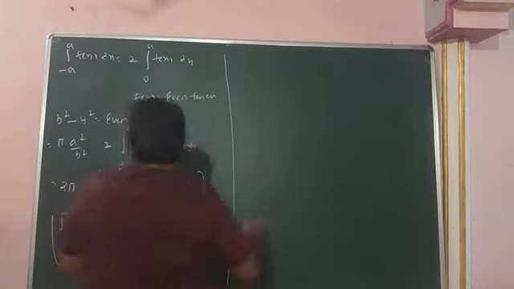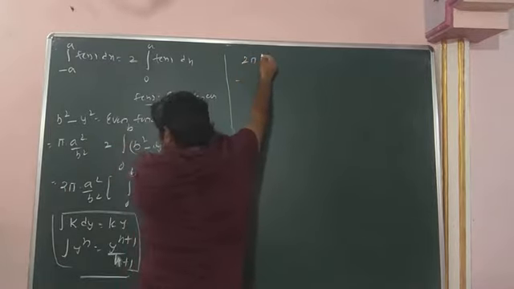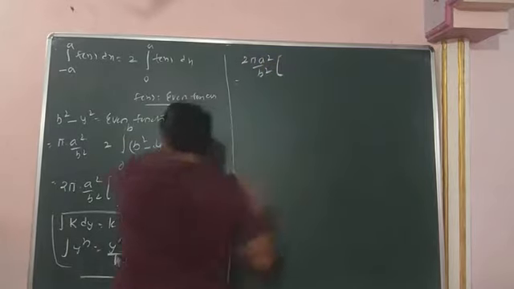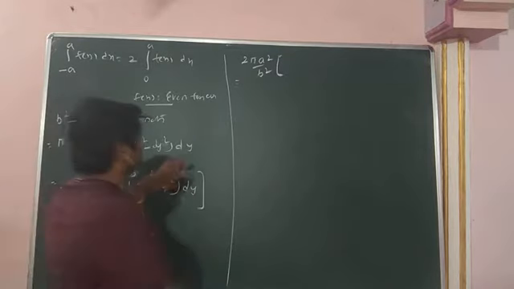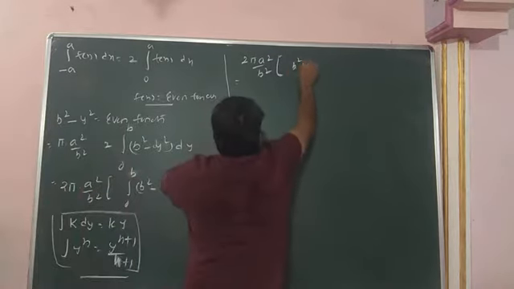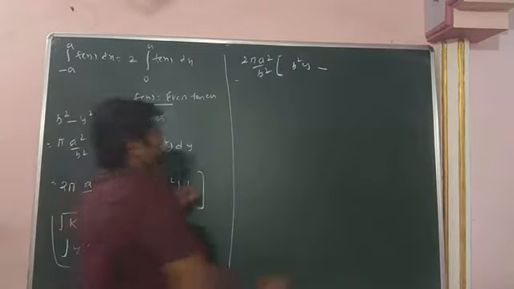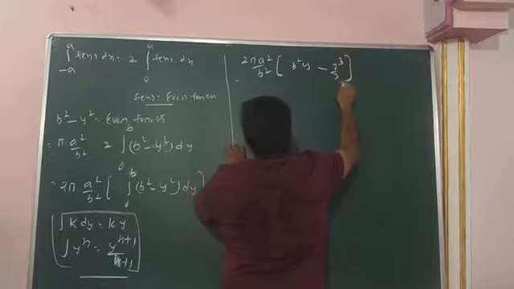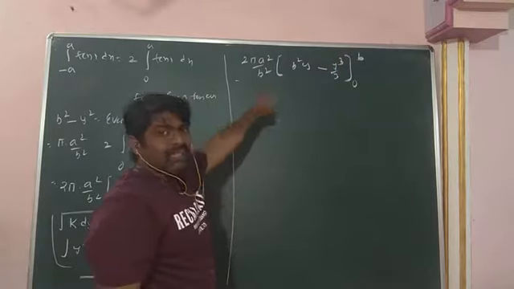So we get 2 pi into a square by b square. This part, b square, is nothing but b square into y minus y square, that is y cubed by 3, and the limits are 0 to b. Substitute the upper limit minus the lower limit.